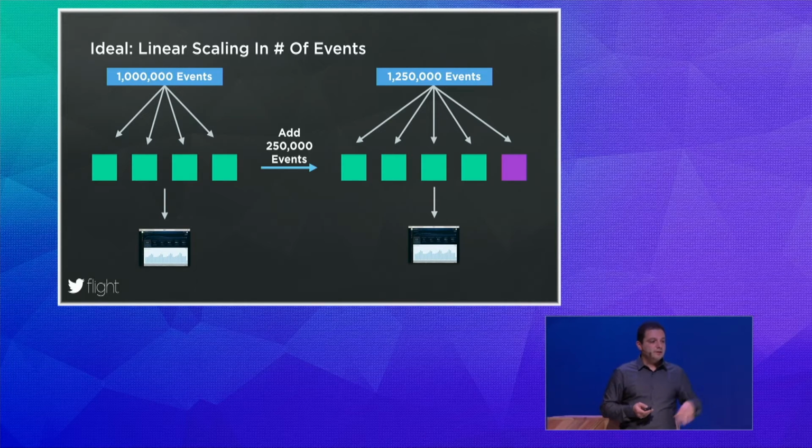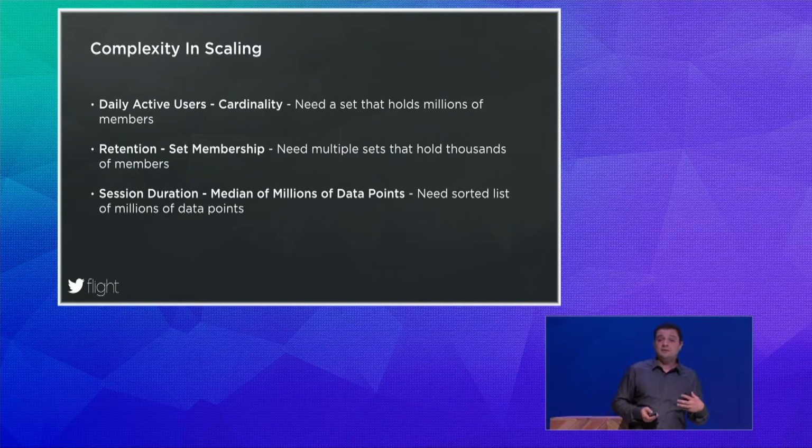On day 1, each machine was processing 250,000 events. We would add another machine. It would take on 250,000 events of load, and we would get nice linear benefit in adding that machine. So we'd be able to scale. So that's ideal. In practice, things make this ideal hard to achieve. So let's dive into some things that made this hard to achieve for us.